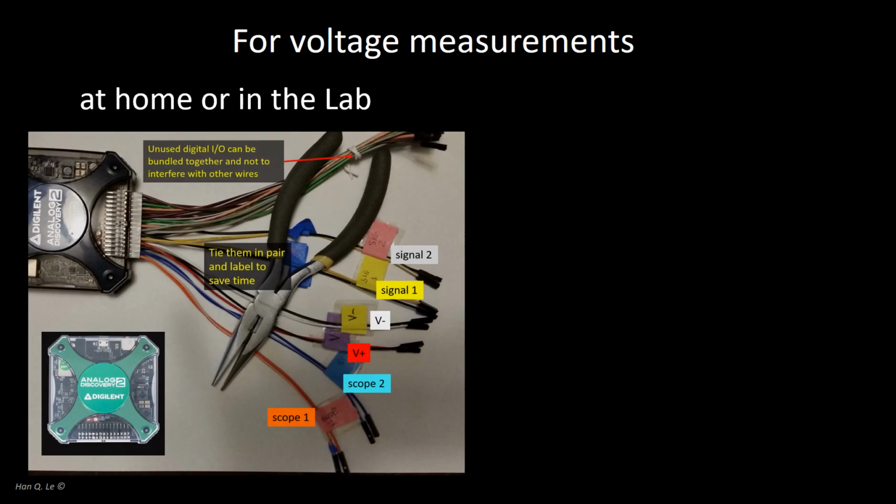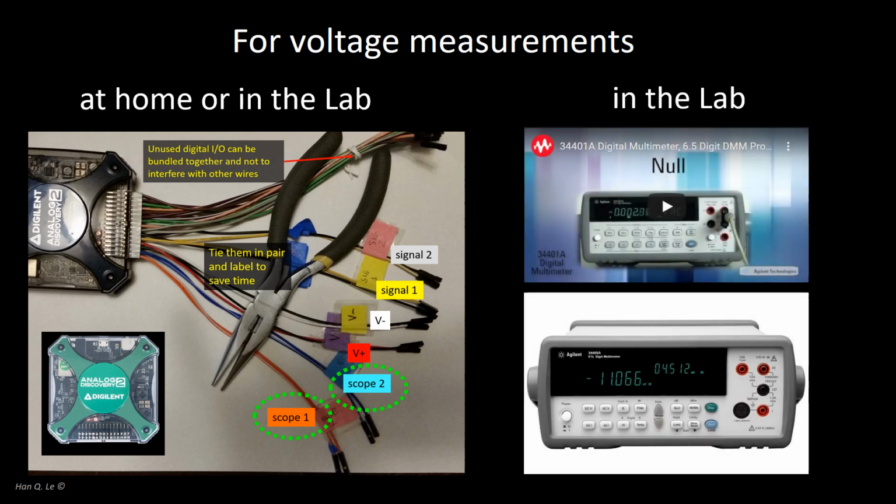For voltage measurements, the Digilent AD2 is sufficient to use with its 2 scope channels as labeled in the picture. However, if there is a need for more accuracy and higher precision, such as Lab 3, the Agilent multimeter in the lab is a more suitable instrument. Follow the YouTube video on how to use it, or ask the teaching assistant or lab supervisor for additional help.